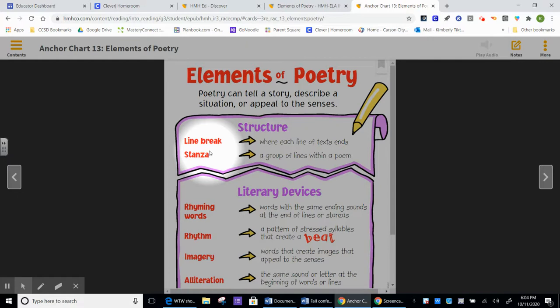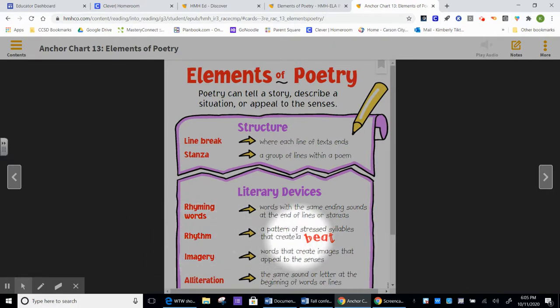While many poems contain rhyming words, especially at the ends of lines, not all poems have a rhyming pattern. And that brings us to our first literary device, rhyming words. Words with the same ending sounds at the end of lines or stanzas, like bright and light. You might hear something like that at the ends of the lines or at the ends of the stanzas. But not all poems have to have rhyme.